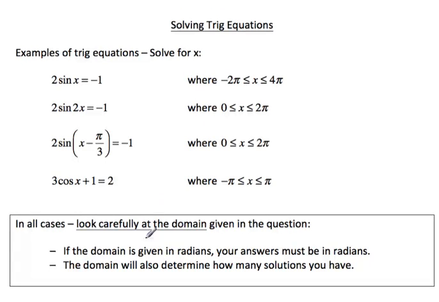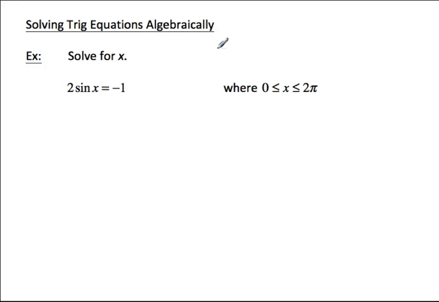You're going to need to look carefully at the domain in the question because if the domain is given in radians, that means your answer is expected in radians. And all of the examples in this video are going to be in radians. The domain is also going to determine how many solutions you have because it sets the limits on what your answers can be. And we'll see that as we go through the examples. We're going to look at how to solve trig equations both algebraically and using your graphing calculator. And we're going to start with algebraically.